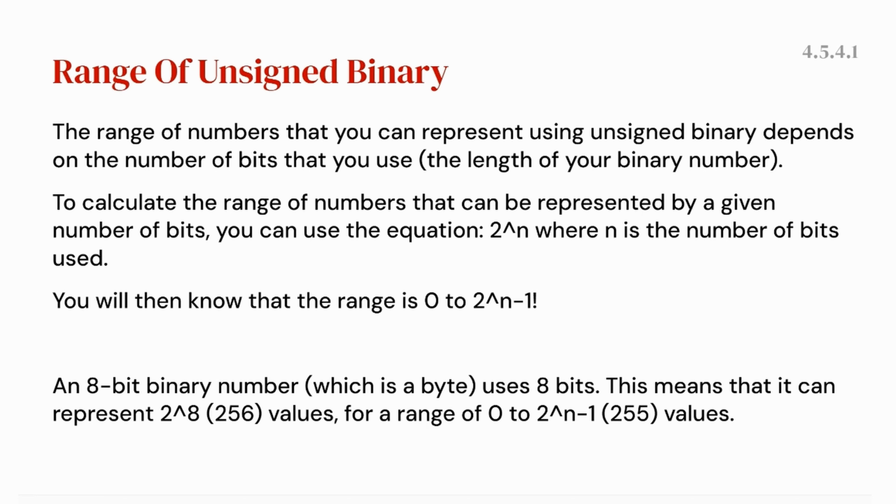If you used 8 bits to represent a number, it's 2 to the power of 8, which is 256 different values you can represent. And if you use 16 bits, it's 2 to the power of 16, which is 65,536 different values you can represent. You will then know that the range of numbers that you can represent using unsigned binary is 0 to 2 to the power of n minus 1. So for 8 bits, it would be 0 to 255, and for 16 bits, it would be 0 to 65,535. You can see my first example written at the bottom of the slide there.